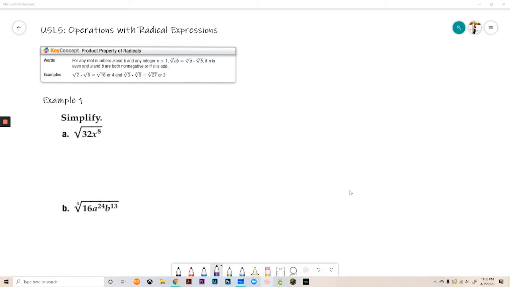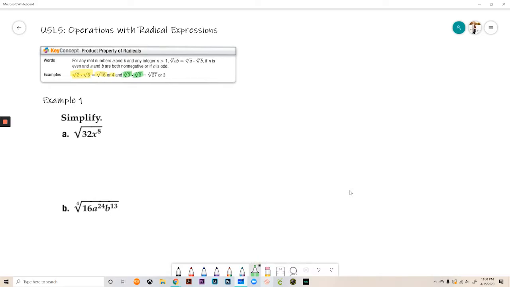So for example here, we've got the square root of 8 times the square root of 2. What we can do is just multiply them. 2 times 8 is going to be 16, so that would be the square root of 16, or you can reduce that to 4.